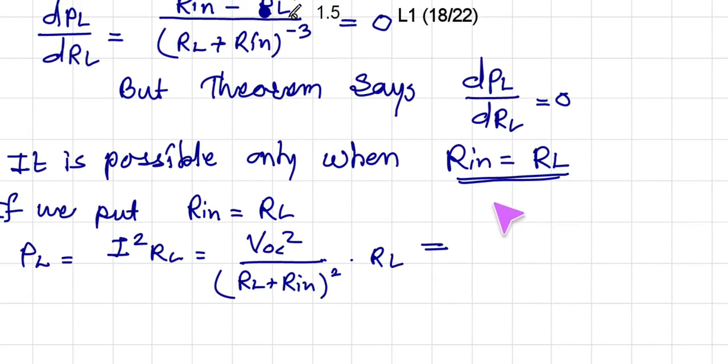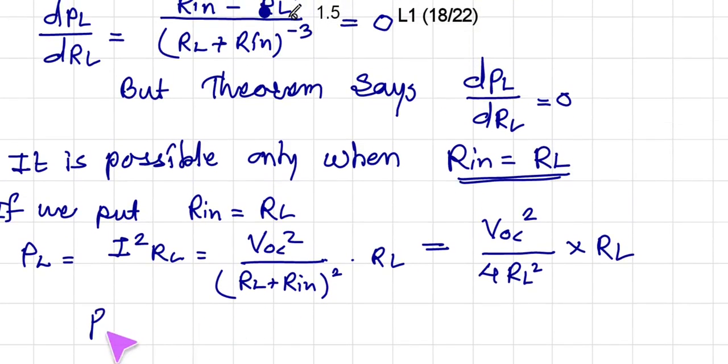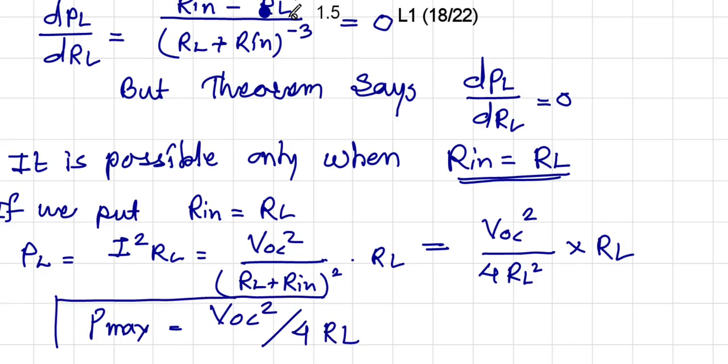So we get PL is equal to VOC square divided by 4RL square into RL, and so therefore Pmax is equal to VOC square divided by 4RL. So we can also directly calculate Pmax using this formula. This is all about the maximum power transfer theorem.